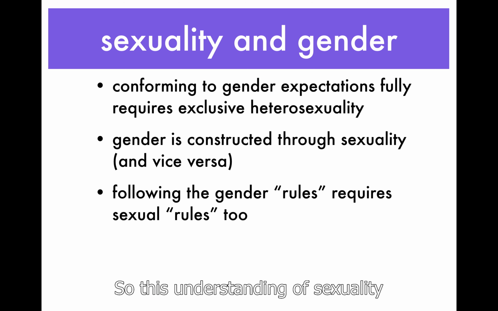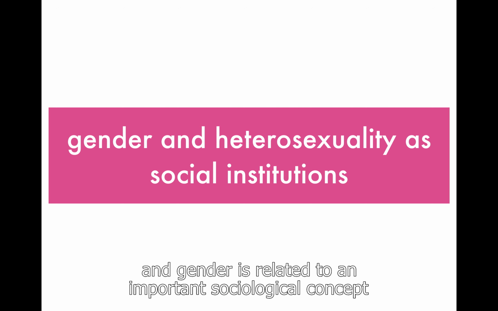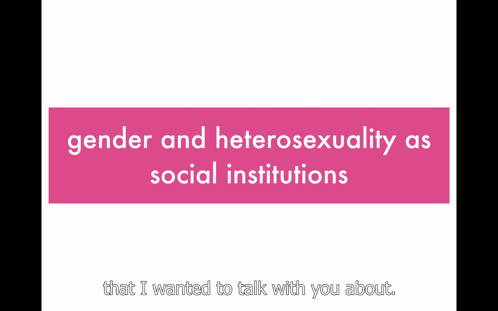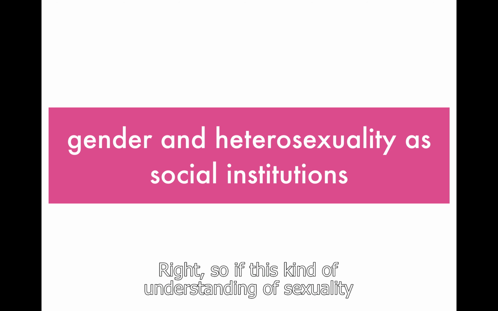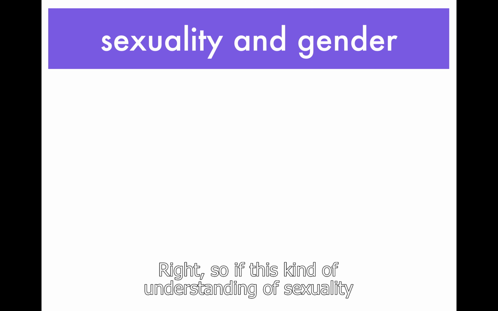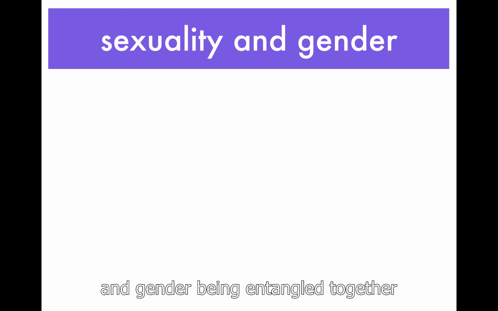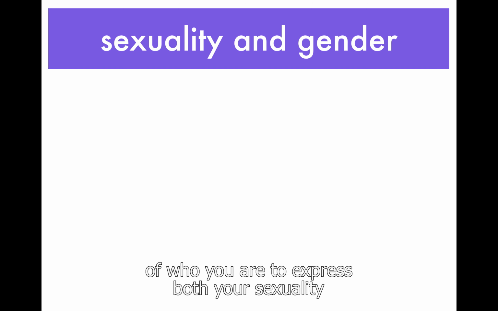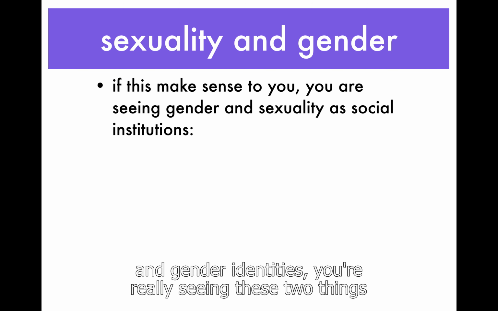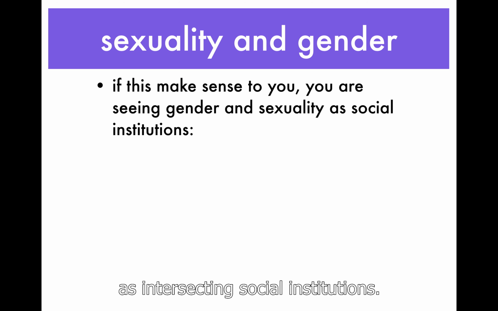So this understanding of sexuality and gender is related to an important sociological concept that I wanted to talk with you about: social institutions, right? So if this kind of understanding of sexuality and gender being entangled together and being part of your performance of who you are to express both your sexuality and gender identities, you're really seeing these two things as intersecting social institutions.